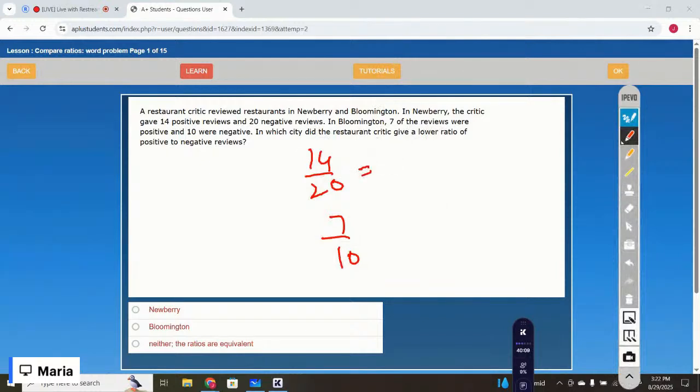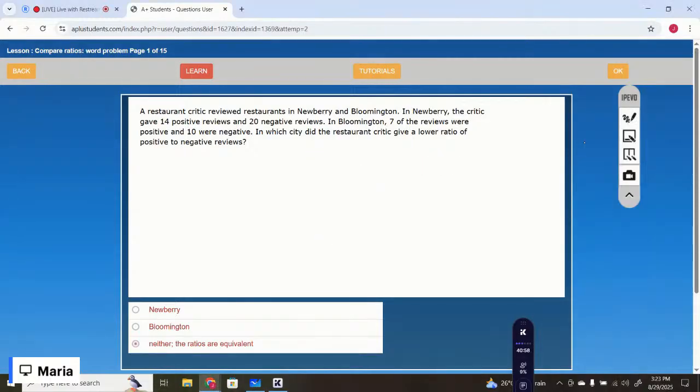Basically, you need to convert them into percentage form, right? You have to do 14 by 20, that is 0.7 times 100, so that is 70%. Same way, 7 by 10 is 0.7 times 100, which is 70%. So the correct option is option number 3: neither, the ratios are equivalent.